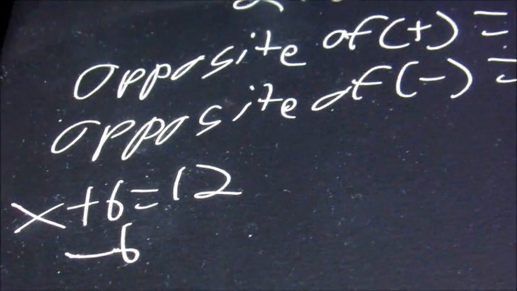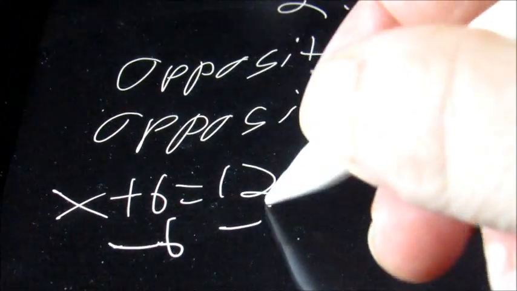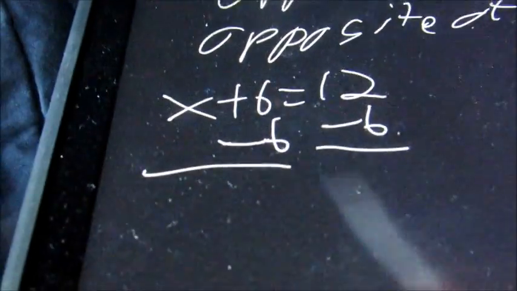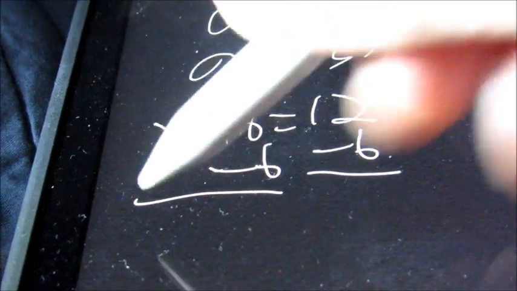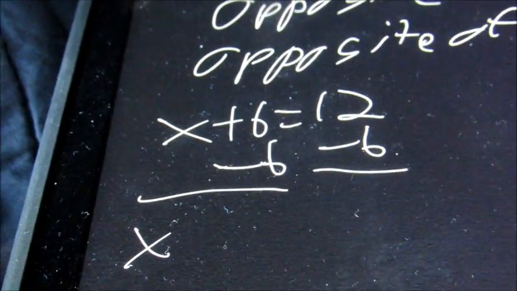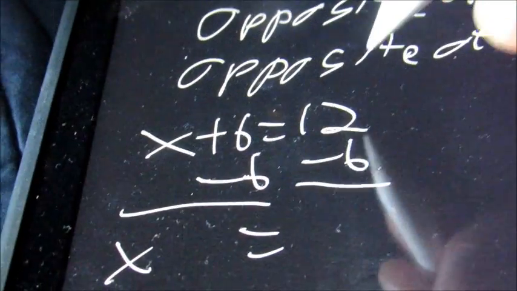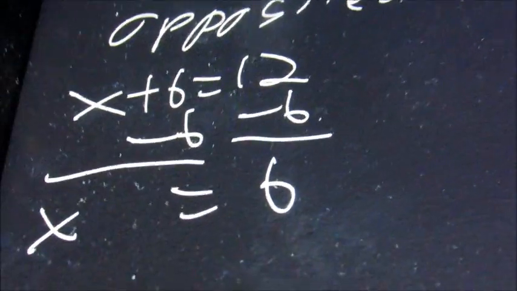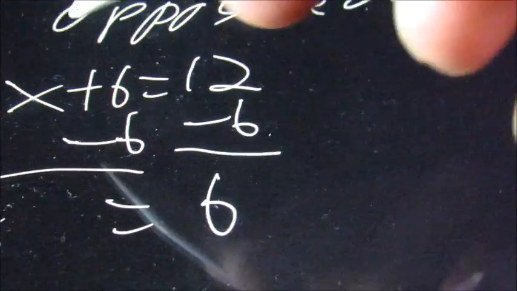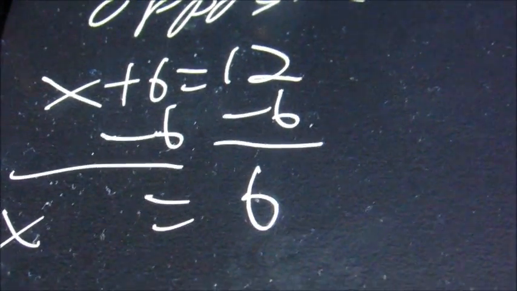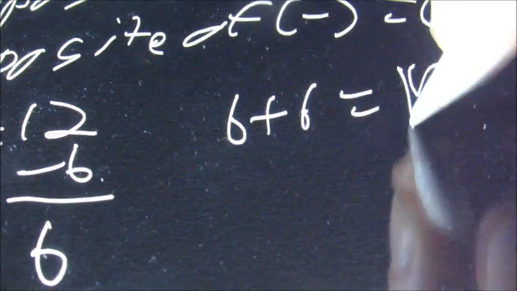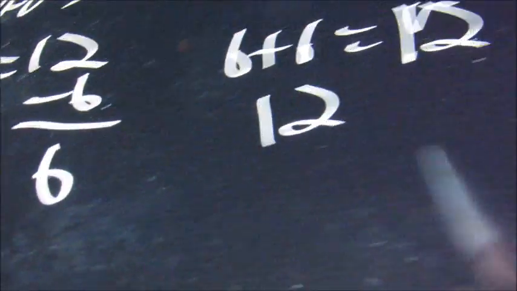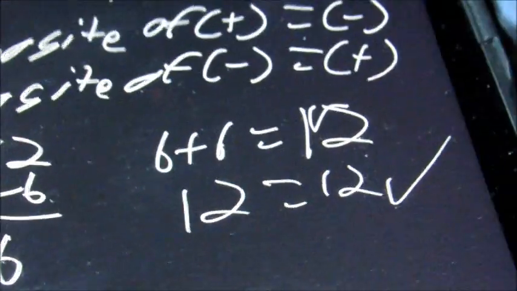Now, what we do on one side of the equal sign, we also have to do on the other so that they stay equal. When we do this, we're going to have x, and we have a plus 6 minus 6, which is 0, equals 12 minus 6 is 6. Now, if we want to check ourselves, we can just put this 6 in for the x like we did in the previous section. So 6 plus 6 equals 12, and 6 plus 6 does equal 12, so we got that right.